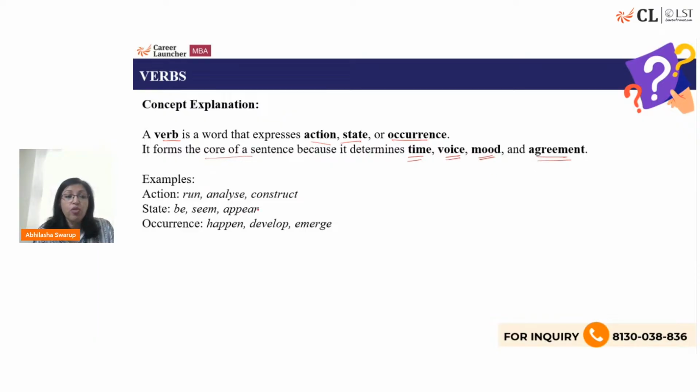What are the different types of verbs? The verbs of action, which could be run, analyze, construct, where the subject does something. The verbs of state, stative verb, or what we call the linking verb: be, seem, appear. Any form of be: is, am, are, was, were, all of those. And verbs of occurrence, of course, which are happen, develop, emerge, and all of these.